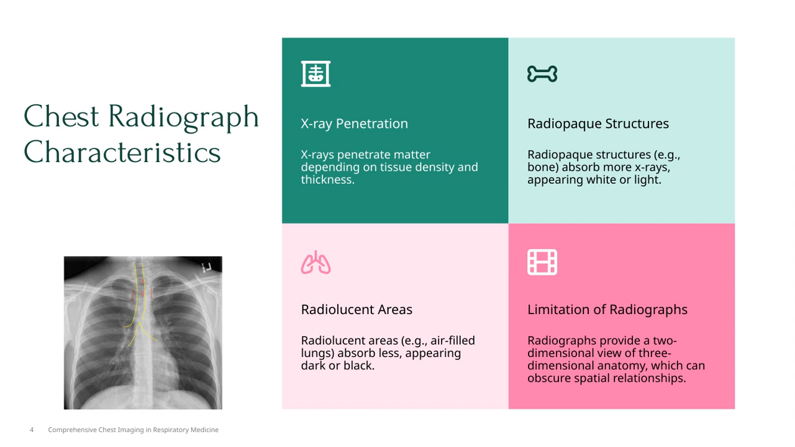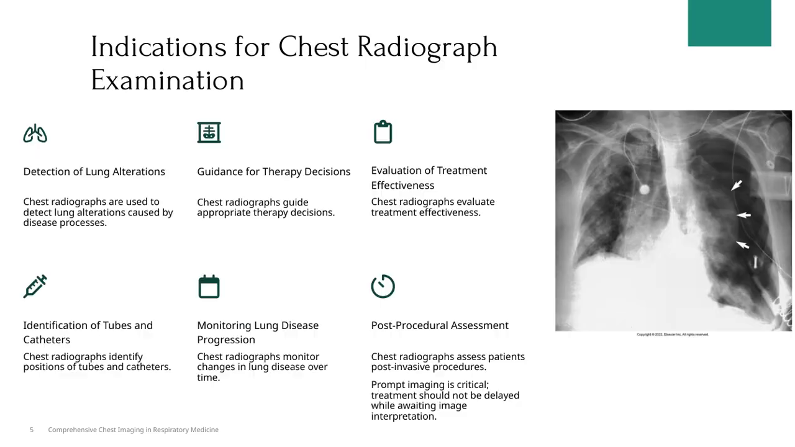Moving on to the characteristics of a chest radiograph, it's important to remember that radiographs give us a two-dimensional image of a three-dimensional anatomy. So sometimes, this can obscure the true spatial relationships of structures, which is a key limitation to keep in mind. Finally, the structures that absorb more X-rays, like bones, are radiopaque and appear white or light on the image. Recognizing these differences in radiolucent and radiopaque areas is crucial for accurate interpretation of chest images in respiratory medicine.